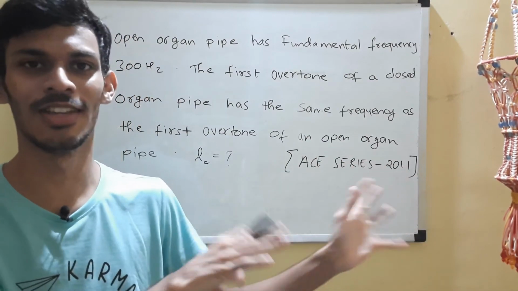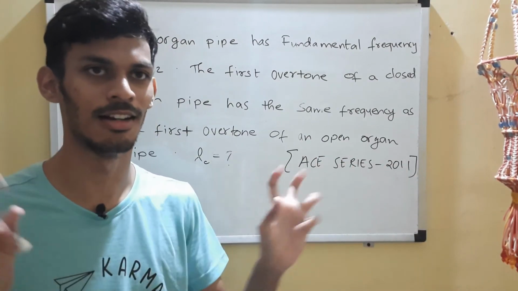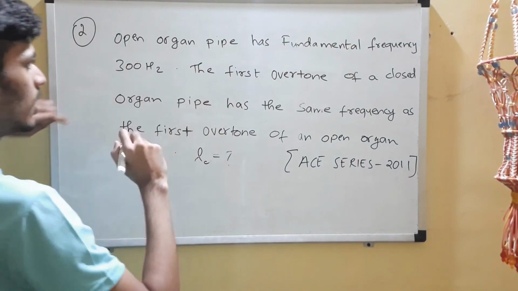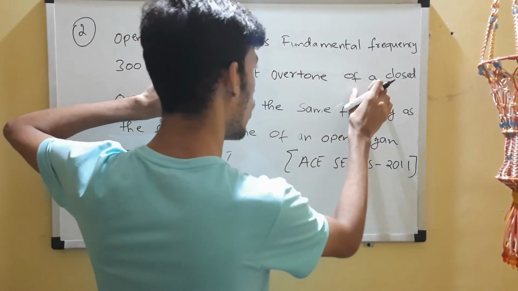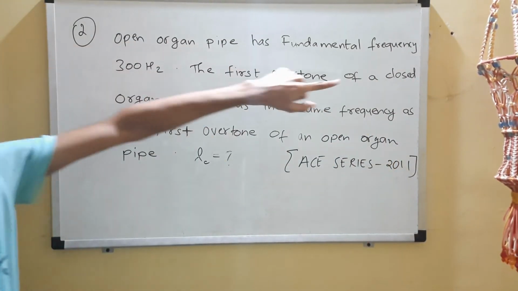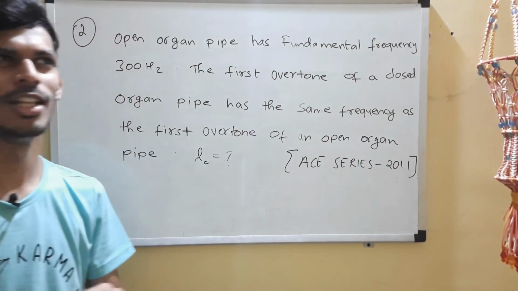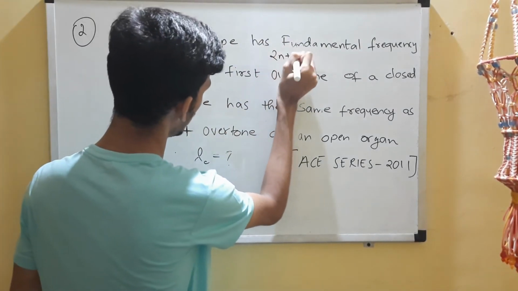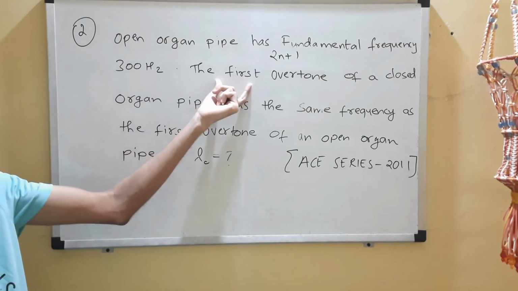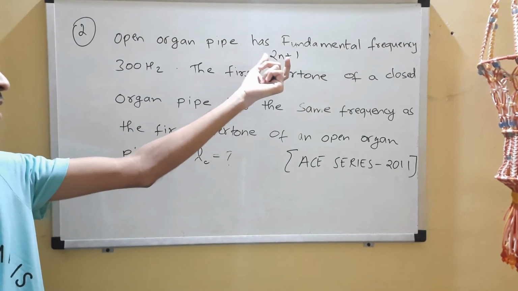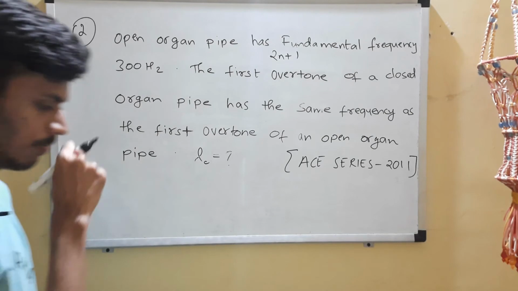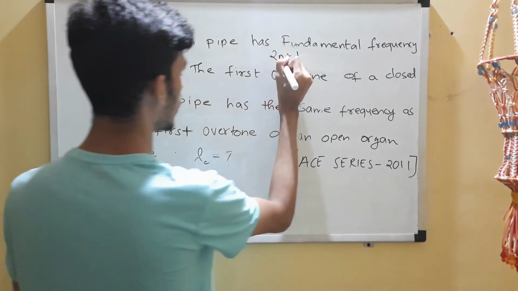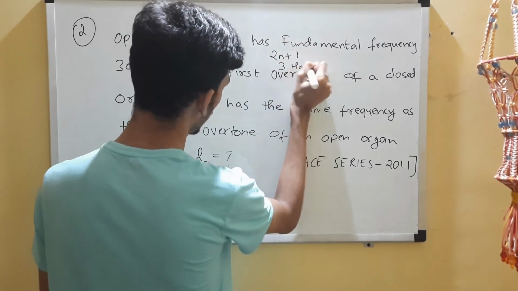Because that is what we are comfortable with, and that is how our formula is, n times f. So let's convert this one. The first overtone of a closed organ pipe, so it's a closed organ pipe, which means only the odd harmonics are present. So we are supposed to use 2n plus 1. In place of n, first overtone, substitute 1. So 2 1s are 2 plus 1 is 3. So it's the third harmonic.